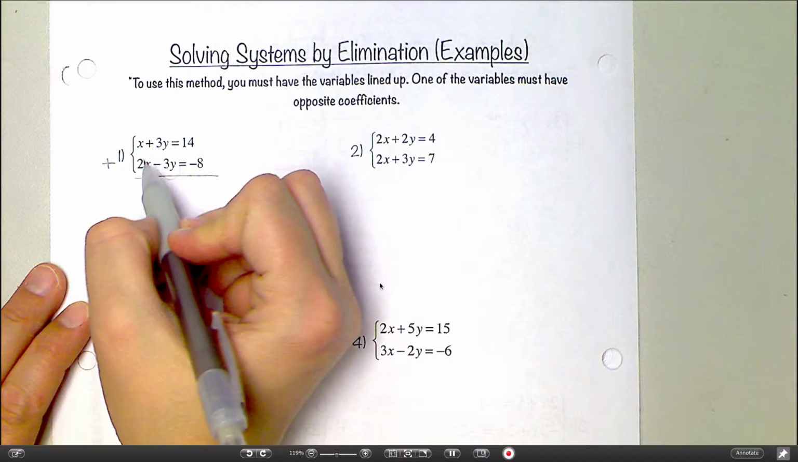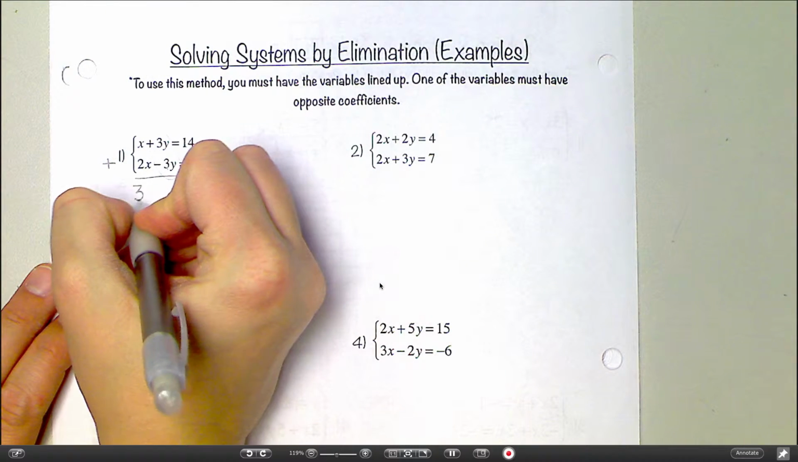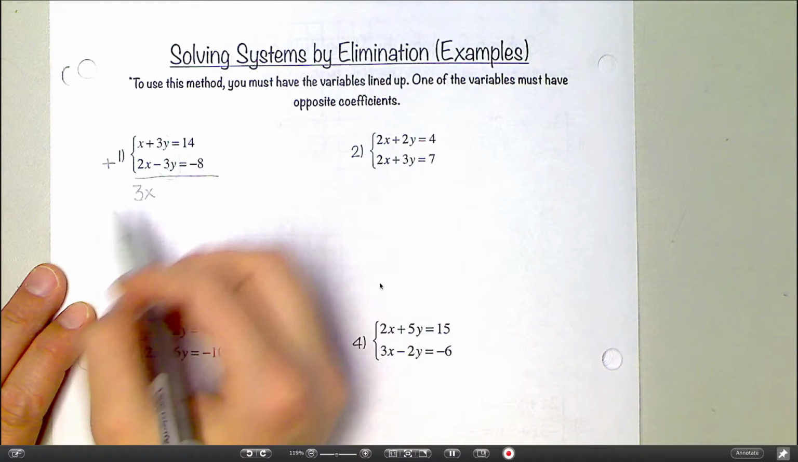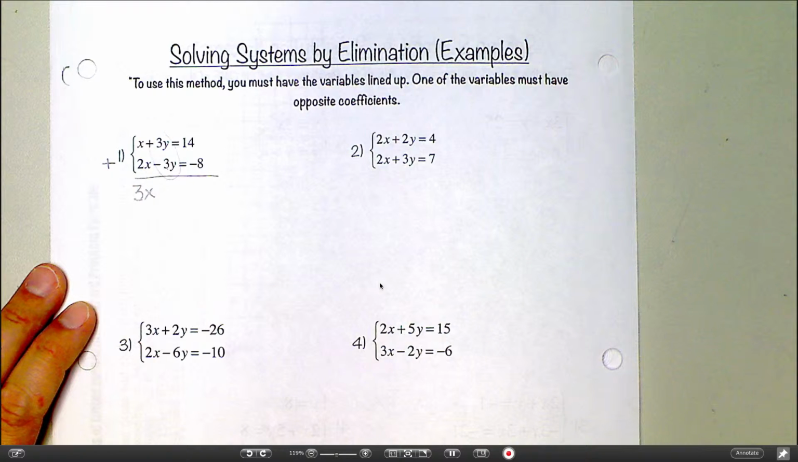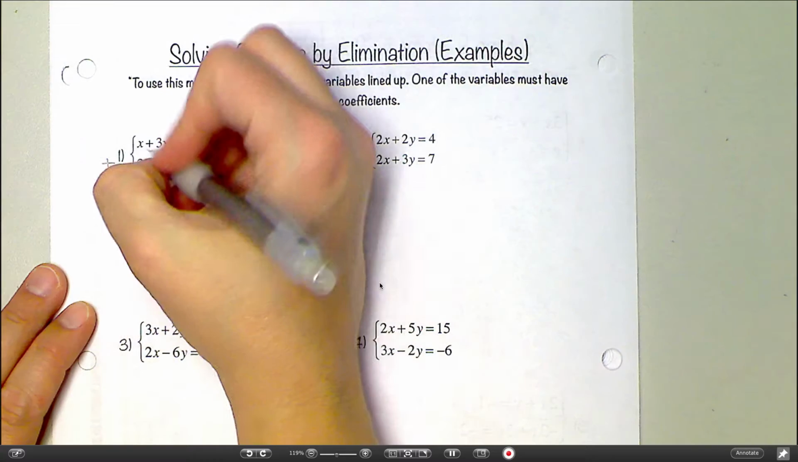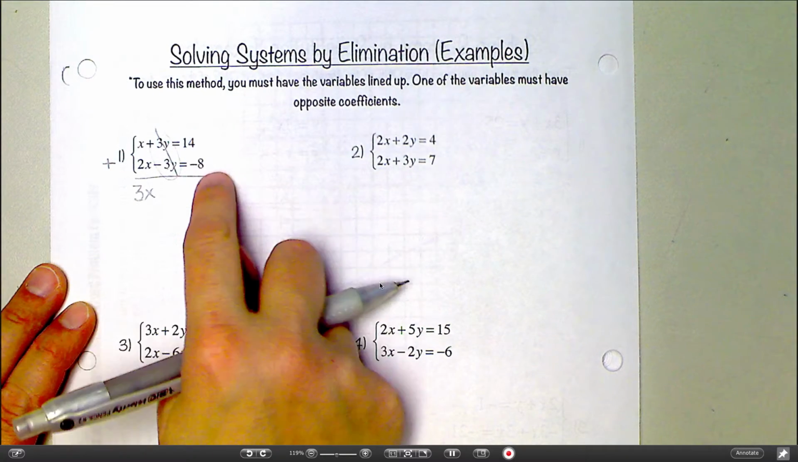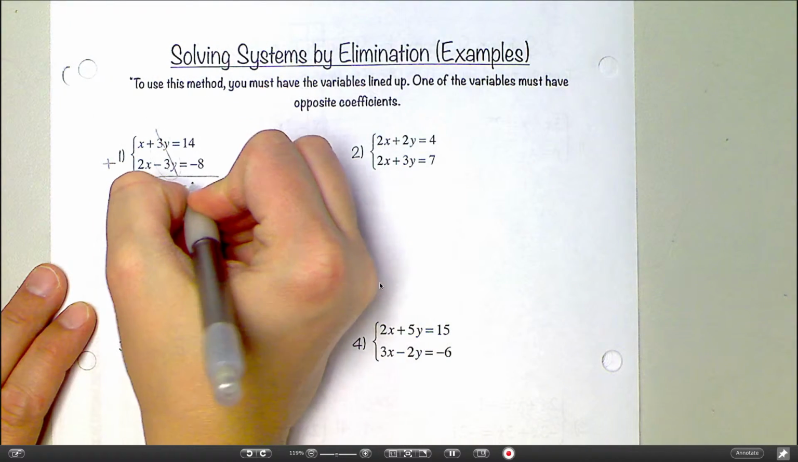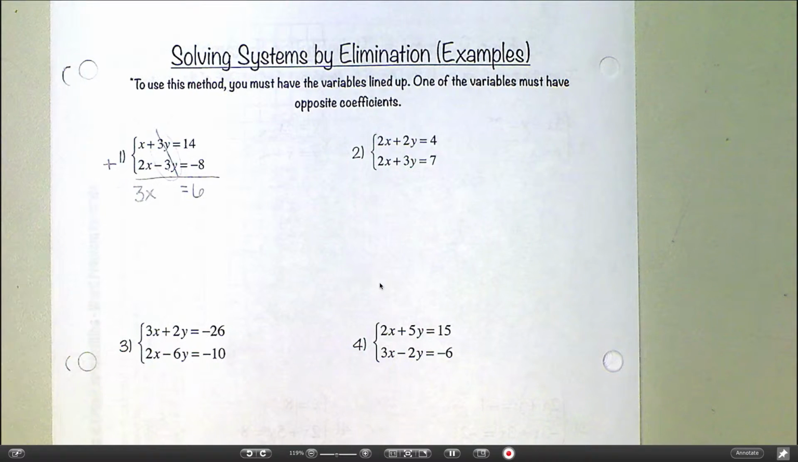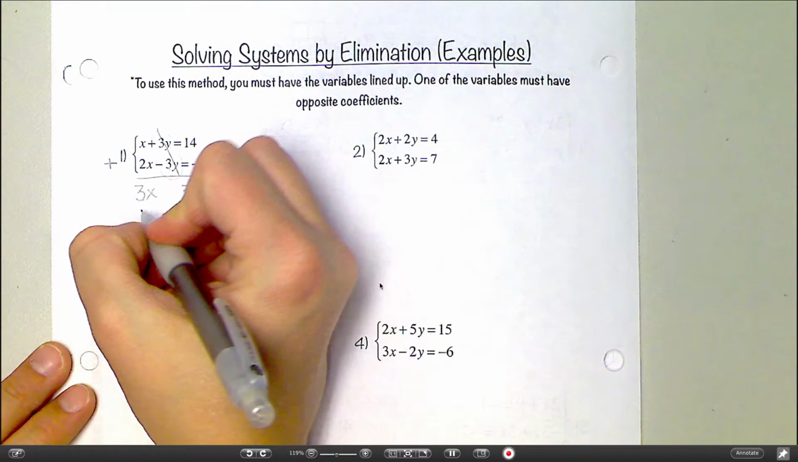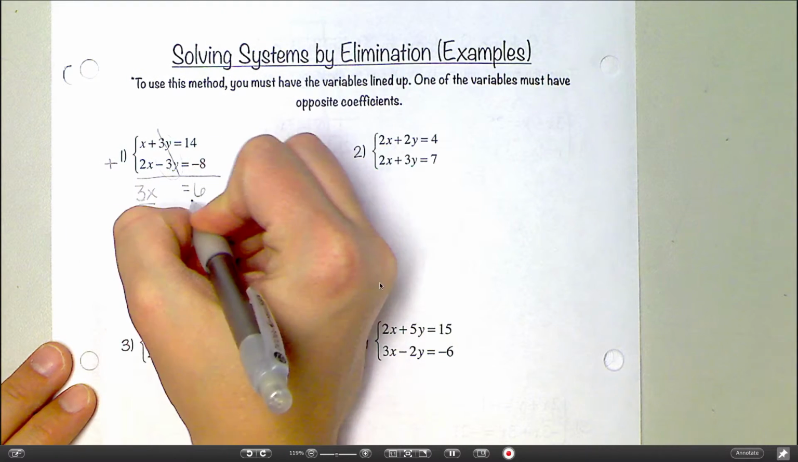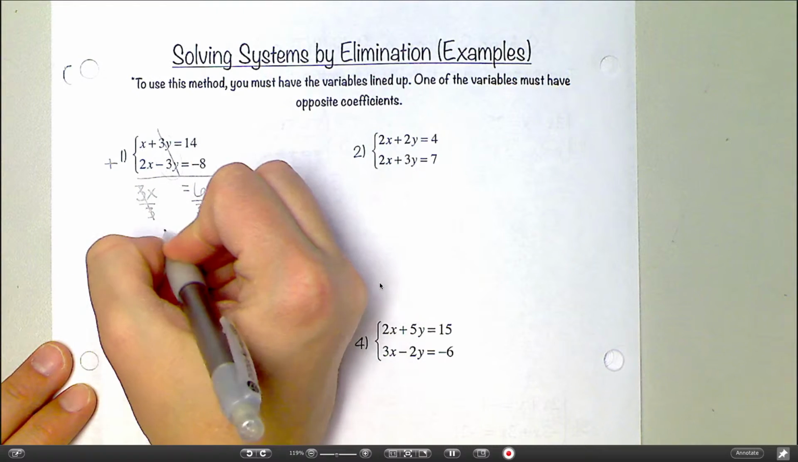So x plus 2x is 3x. What's 3y plus negative 3y? Big fat 0. That's what we want to happen. Okay, we want that to cancel out. And then 14 plus negative 8 is 6. So now I have 3x equals 6. So what's x equal? Okay, x equals 2. Divide by 3. x equals 2.